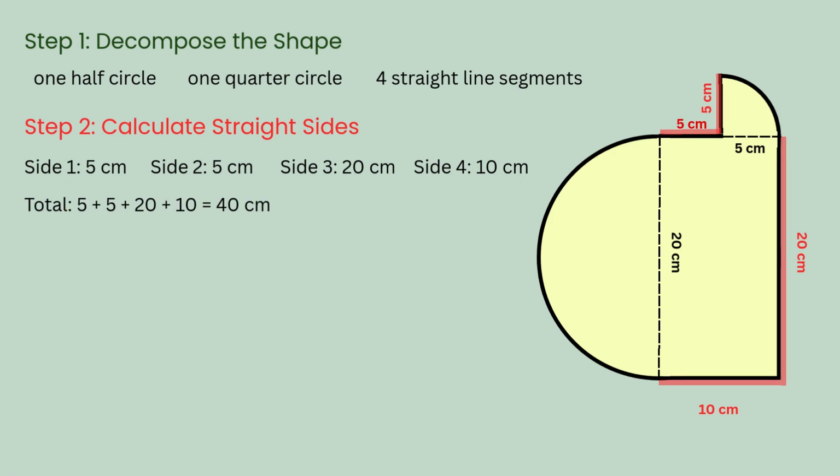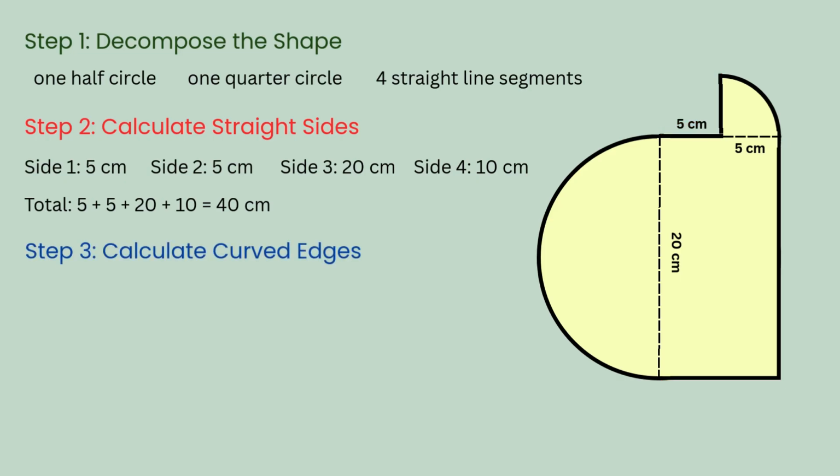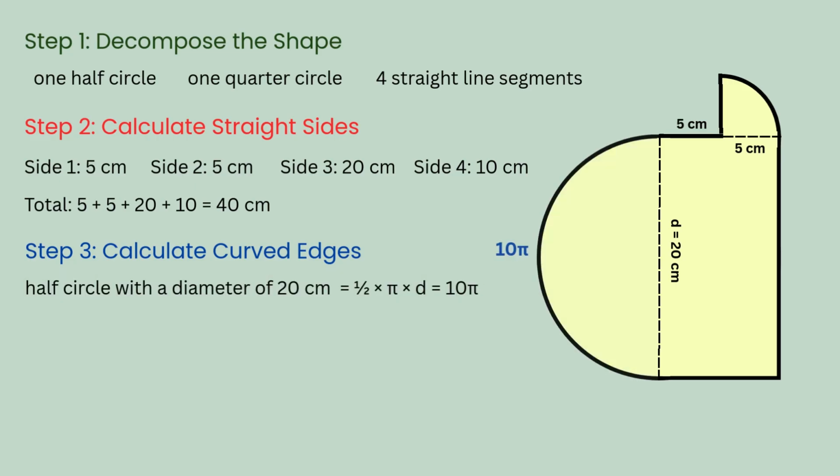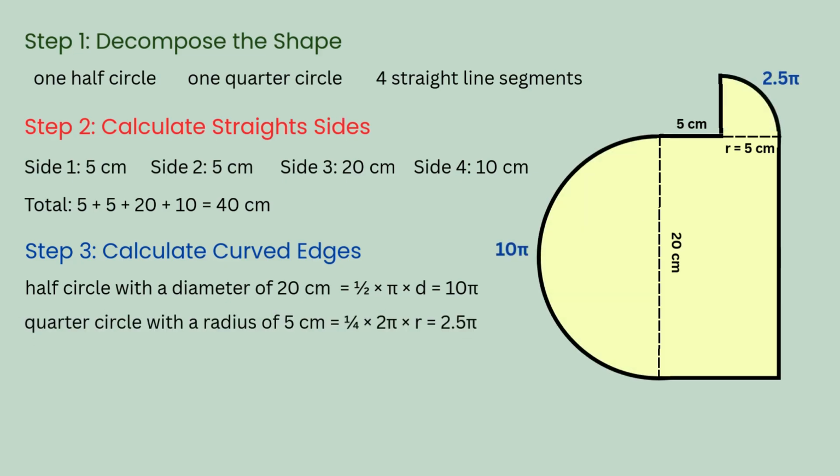Now that we've got all 4 straight sides, we add them all together. 5 plus 5 plus 20 plus 10 equals 40 centimeters of straight sides. Now we handle the curved parts. The half circle has a diameter of 20 centimeters, so 1/2 times pi times 20 equals 10 pi. The quarter circle has a radius of 5 centimeters, so 1/4 times 2 pi times r equals 2.5 pi. Add those, and we have 12.5 pi centimeters of curved edges.